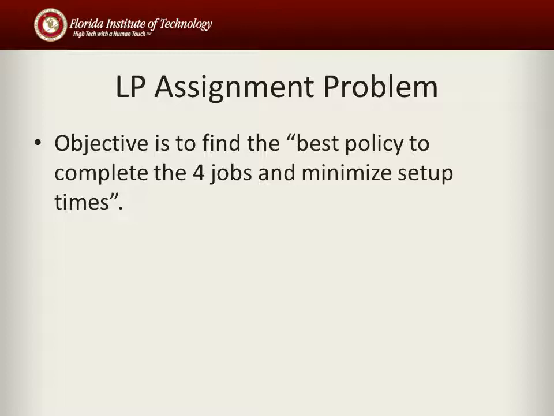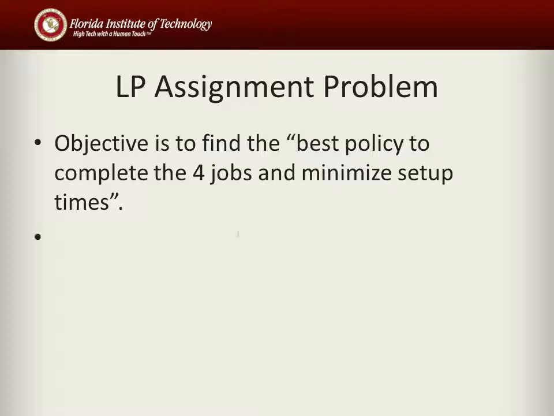We know that the objective here is to find the best policy to complete the 4 jobs and minimize setup times. That's the first step, to understand the objective, and it's clearly stated in the problem statement. Now, we have to define the decision variables. In an assignment problem, the decision variables are what we call 0-1, or binary valued variables. If you think about this problem as a decision maker, as an analyst, what you need to make a decision upon is whether you assign jobs to machine number 1, or 2, or 3, or 4.